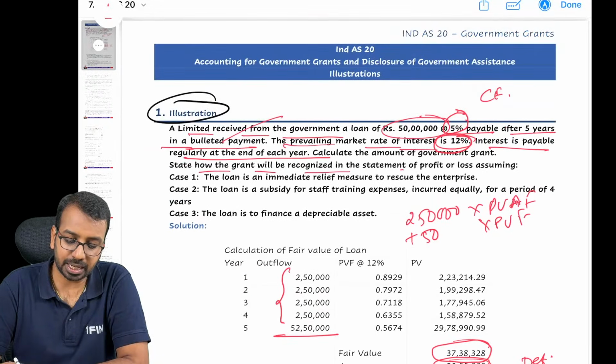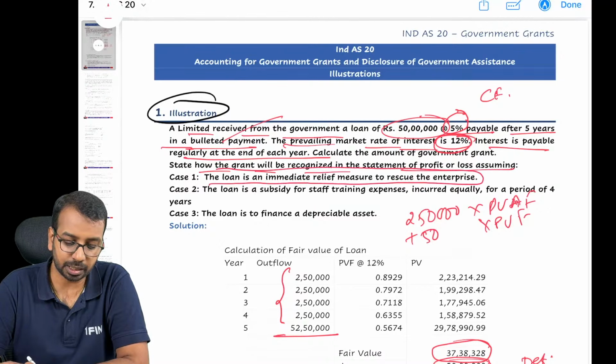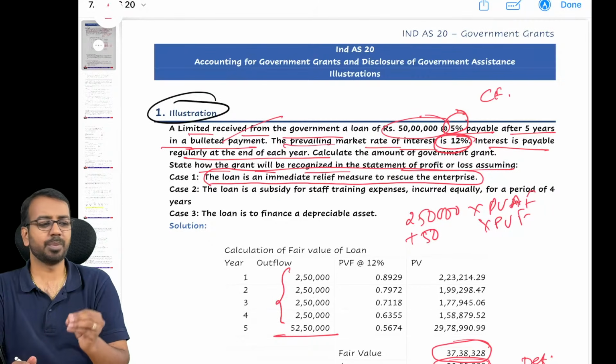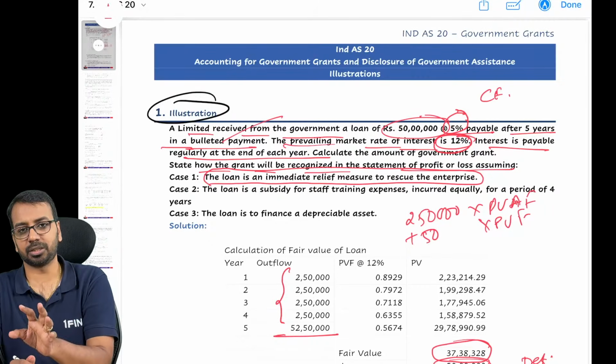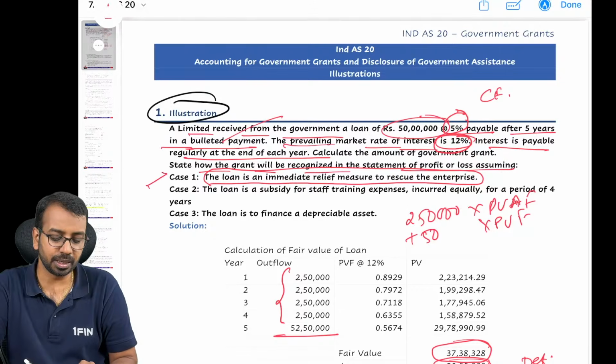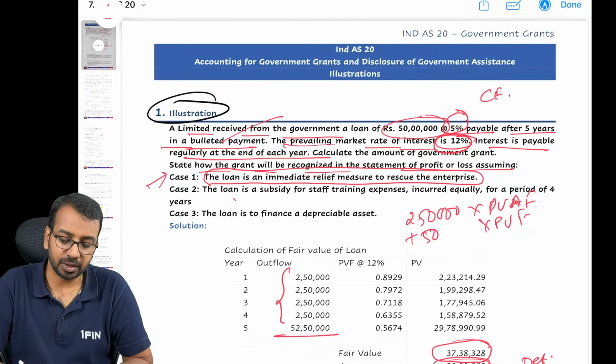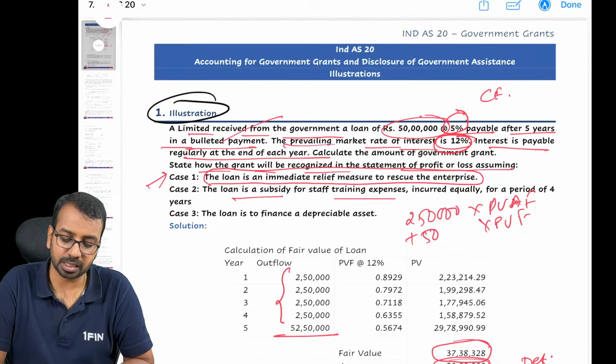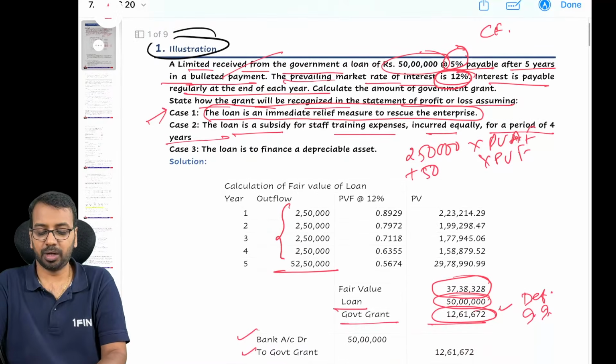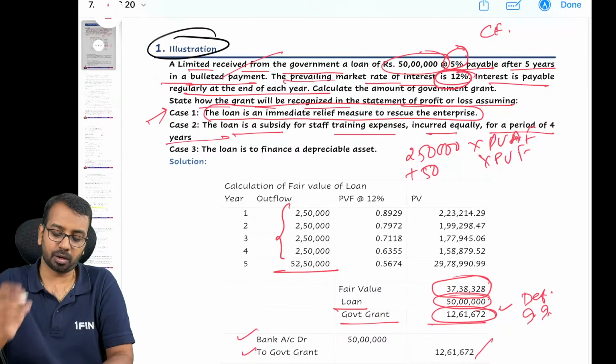How will the grant be recognized in the statement of P&L, assuming the loan is an immediate relief measure to rescue the enterprise? See, if it is an immediate relief measure, there are no future conditions attached. So immediately you can recognize it in P&L. If it is a subsidy for staff training expense incurred equally for a period of 4 years, every year you will divide this by 4 and you will record it.